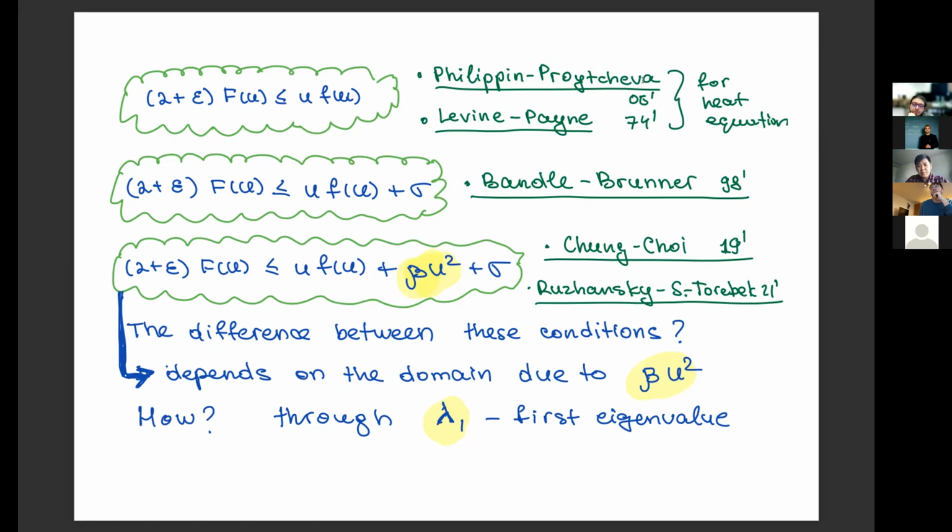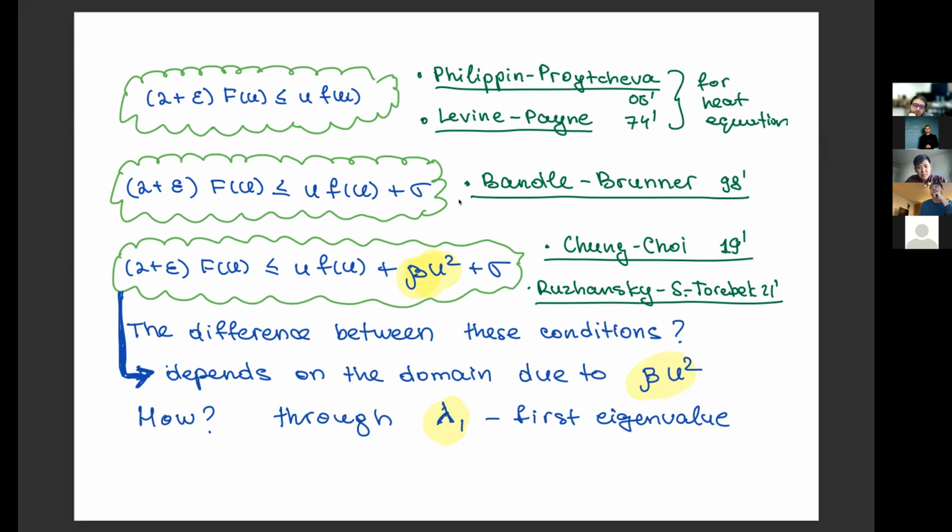And Philippine Protecheva gave this exact form, and they used it to prove blowup solutions for the heat equation, and this was improved by Bandle and Brunner in 1998 in this following form by adding some positive constant sigma.